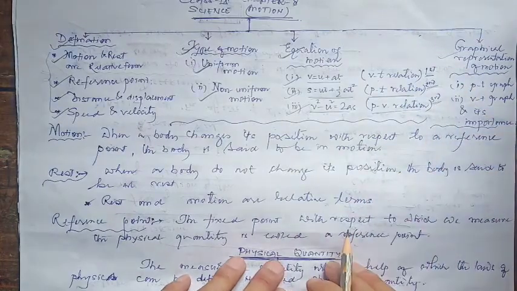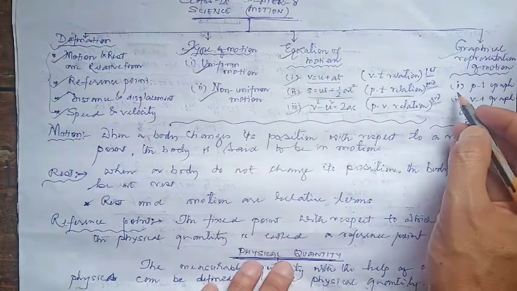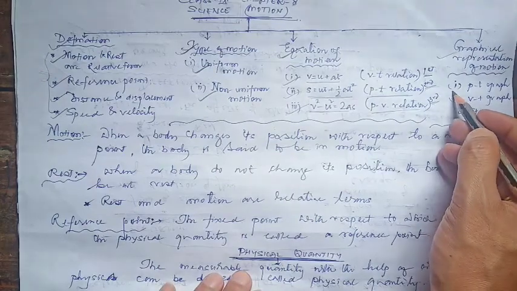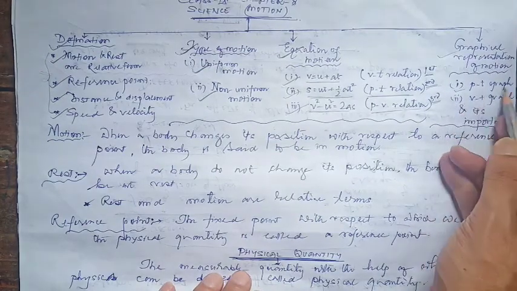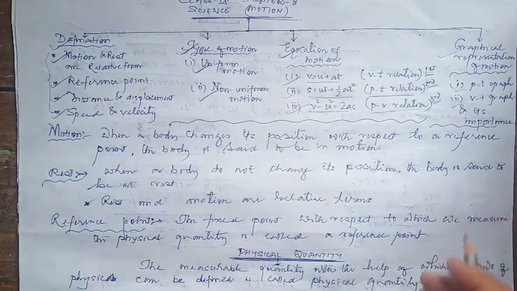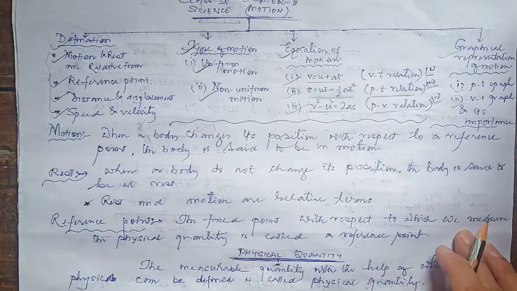Then after that, we'll discuss the graphical representation of motion. We can represent graphically the motion described by a body. We have two types of graph: the p-t graph, meaning position-time graph, and the v-t graph, that's the velocity-time graph. And we'll discuss its importance. What is the significance of expressing motion in graphical form?